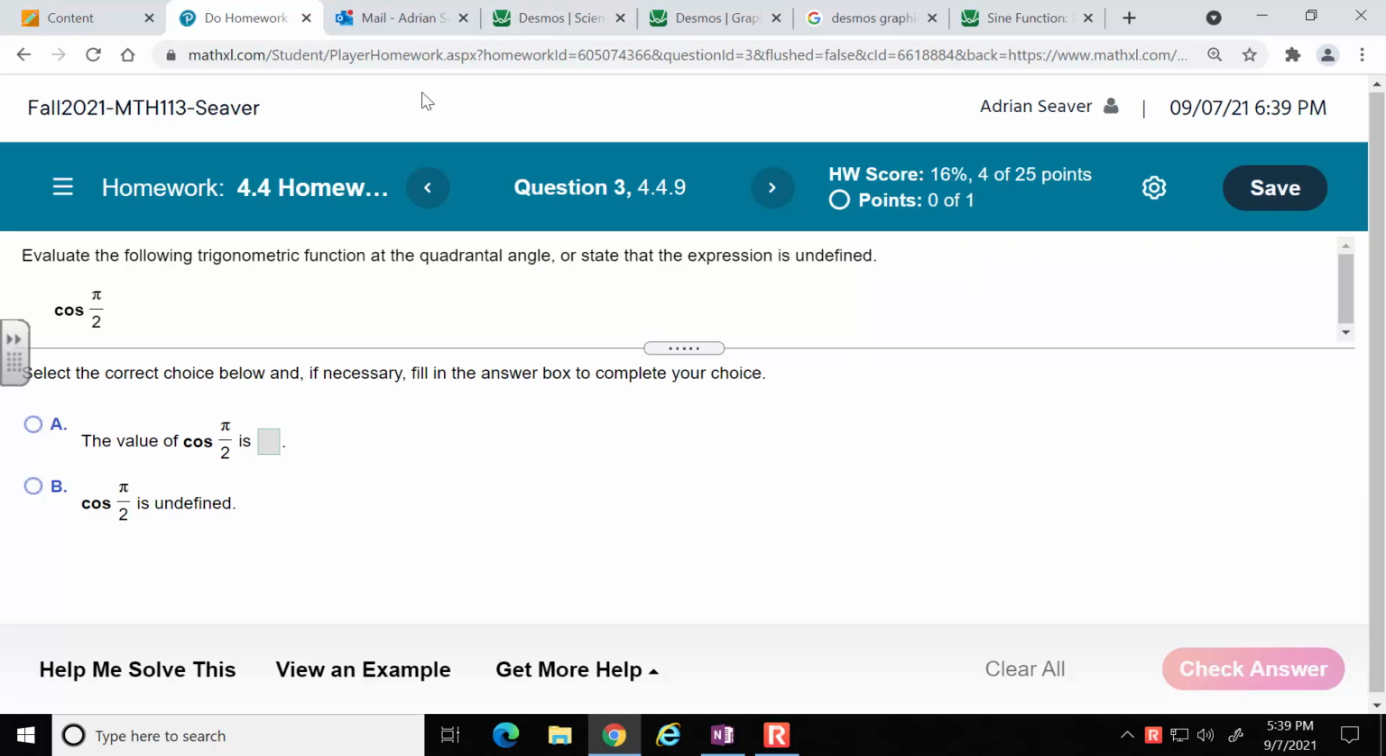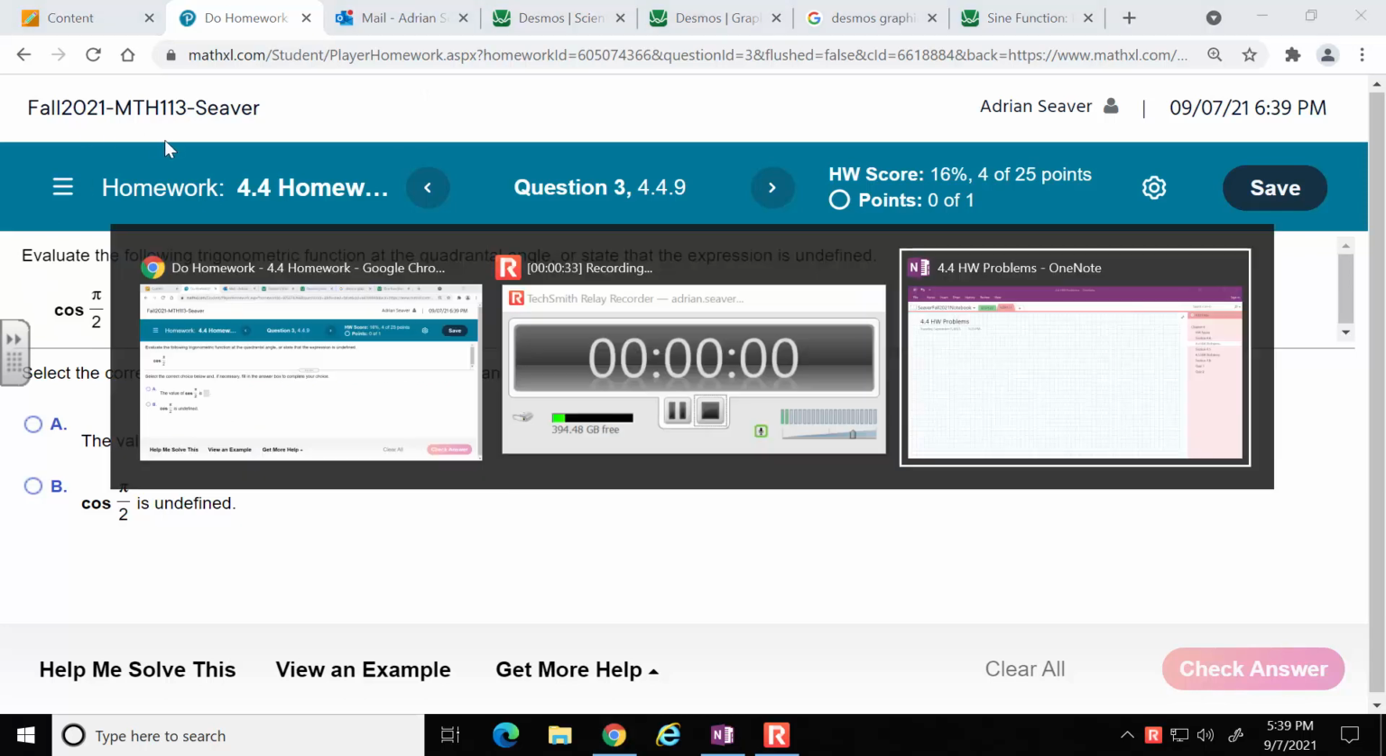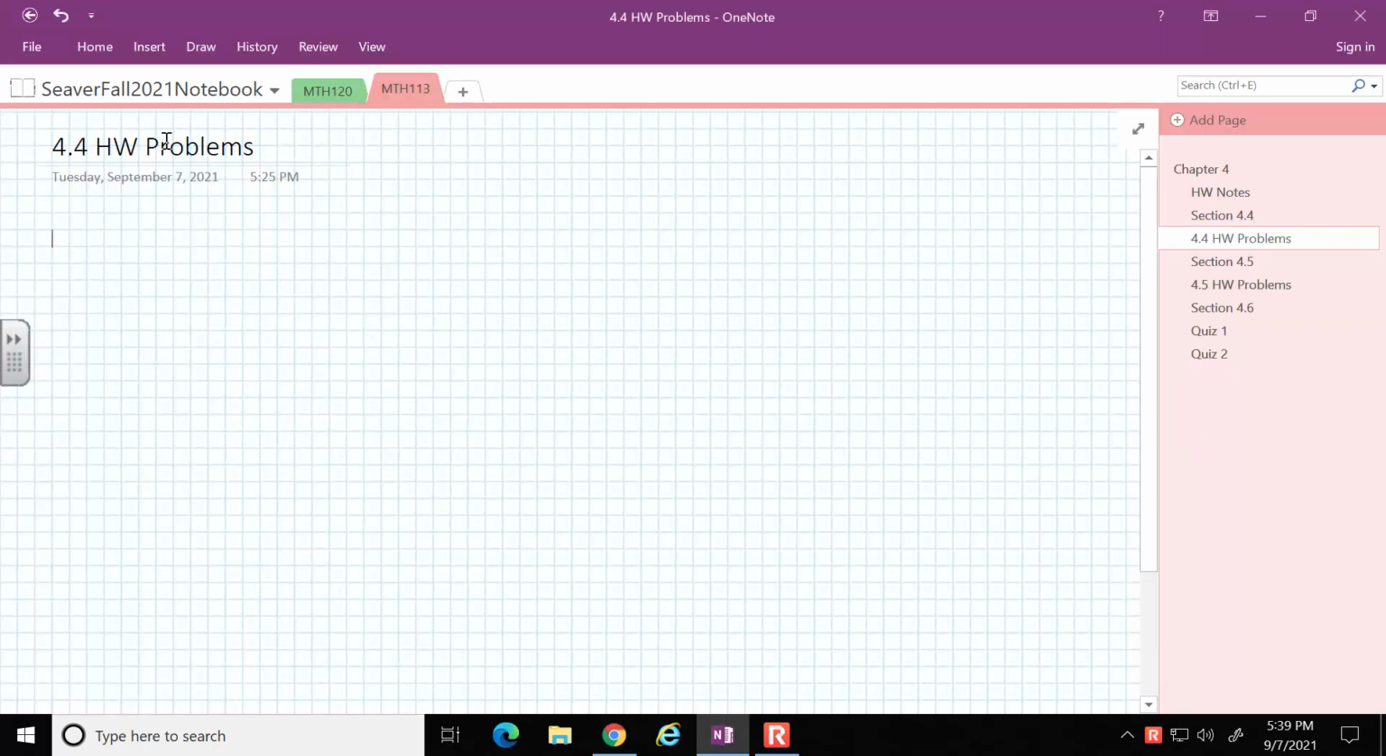So cosine of pi over 2. When I see any of these as pi over 2, or it's pi, or it's 0 or 2 pi, I usually do triangles, but in that case, I usually start thinking unit circles.